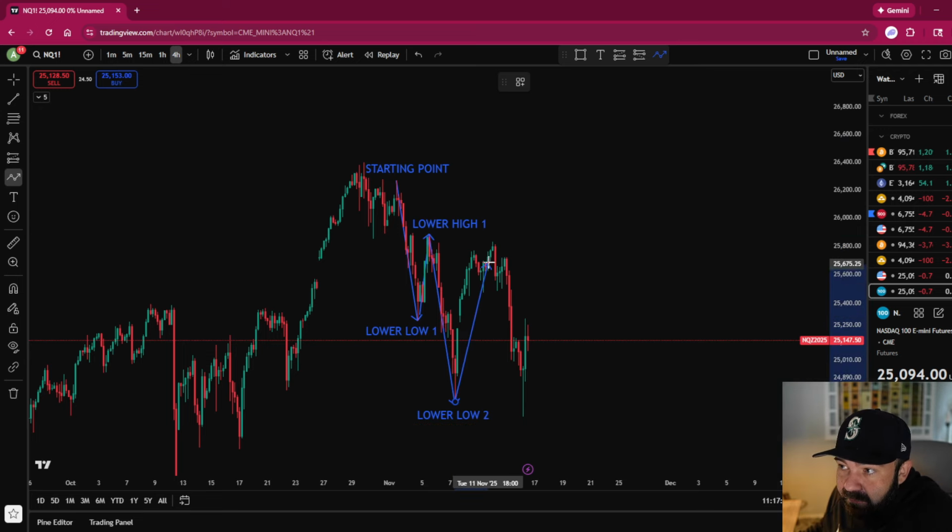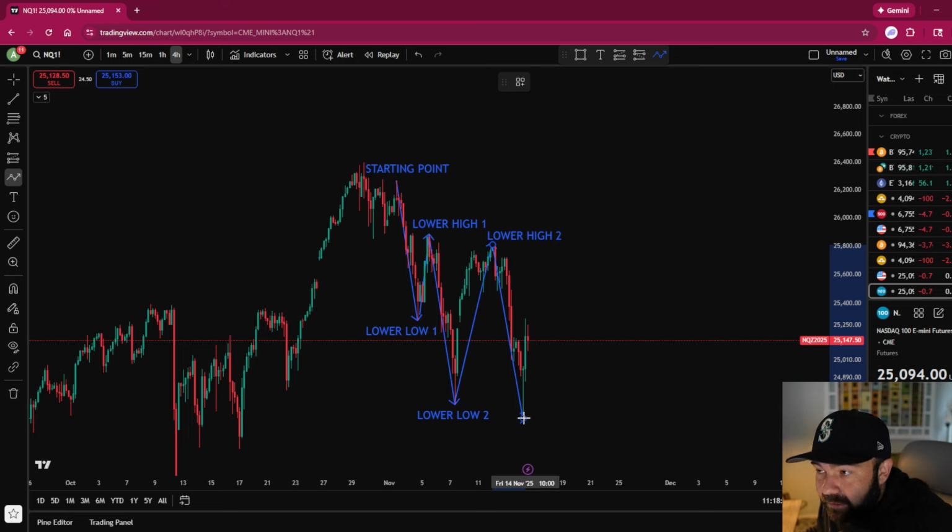Then from here, we come up and we create a lower high 2. It's close to lower high 1. It is obviously above lower low 1, but like I said, it always returns or exceeds this point before it makes the moneymaker leg. And then what do you have here? You have a massive moneymaker leg that went from Wednesday, November 12th to Friday, November 14th. In 2 days, you went from 25,805 price to 24,616, $1,200 shaved off of NQ in 2 days.